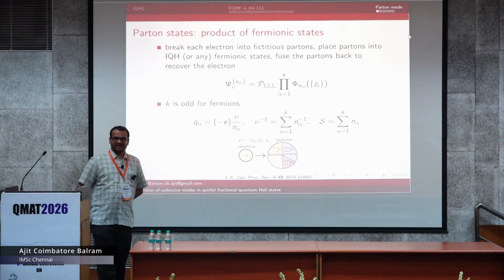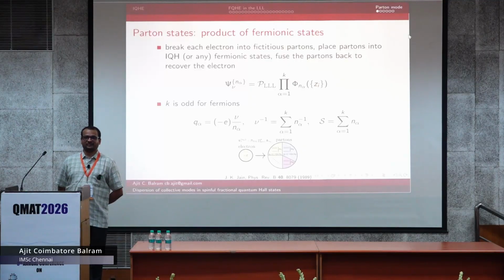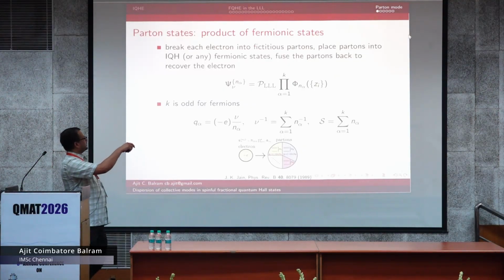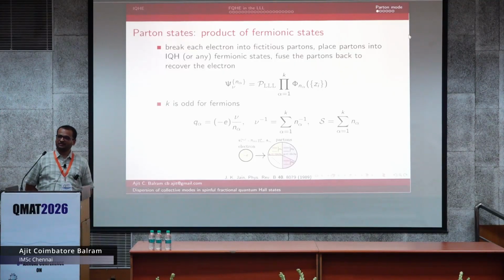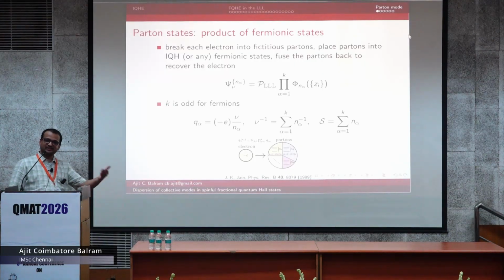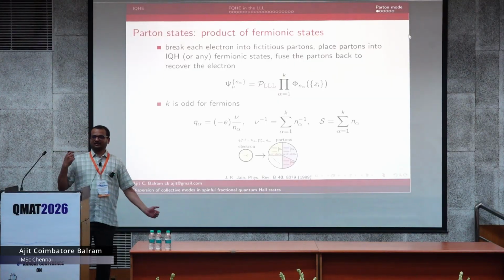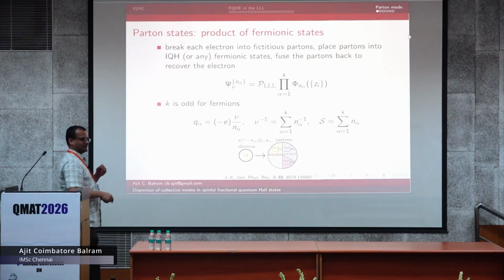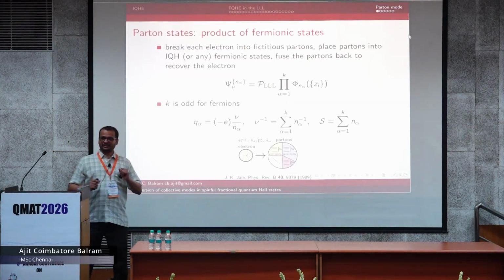So the parton theory was again introduced by Jain as a generalization of his composite fermion theory. The idea in the parton theory is you take the electron, you break it into some fictitious particles called partons, and you place each of these partons into some integer Hall effect state and you fuse them back together to recover the electron. So that gives you wave functions of this type. You take products of integer Hall states, and the important thing is you have to take an odd number of them to maintain fermionic antisymmetry.